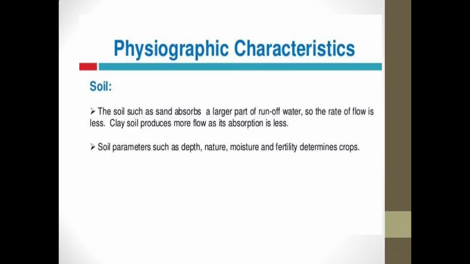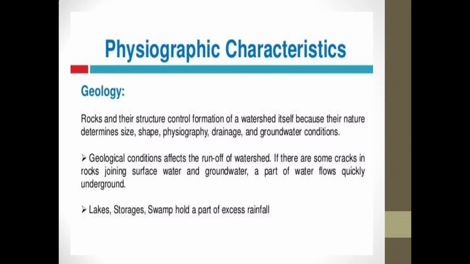Then soil parameters such as depth, nature, moisture and fertility determine the type of crop that can be grown. So the selection of crop depends on the different soil parameters, which include the depth of soil, the nature of soil, that means which type of soil is there, the moisture holding capacity, that means the availability of moisture in the soil, and the fertility status. That also determines which type of crop can be taken in that type of soil. Then next one is the geology.